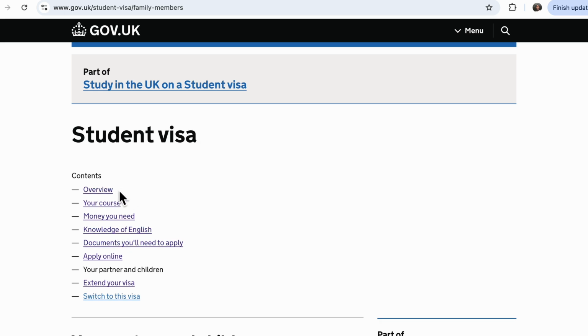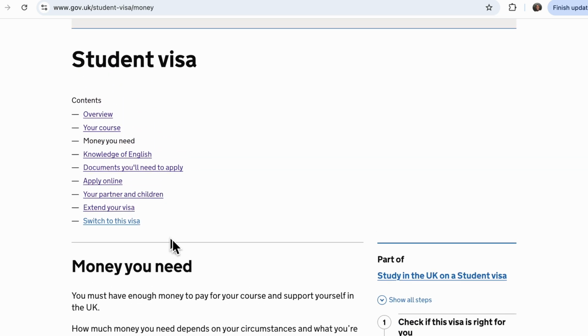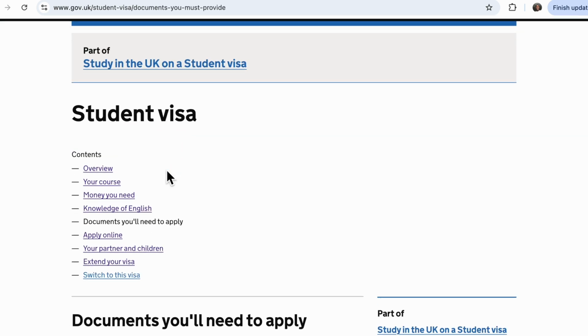I think we have been able to cover everything. We've been able to cover the overview. We've been able to talk about the course itself. We've talked about the money that you need. We've talked about the English test and everything. We've talked about the documents. Let's talk about the documents here.